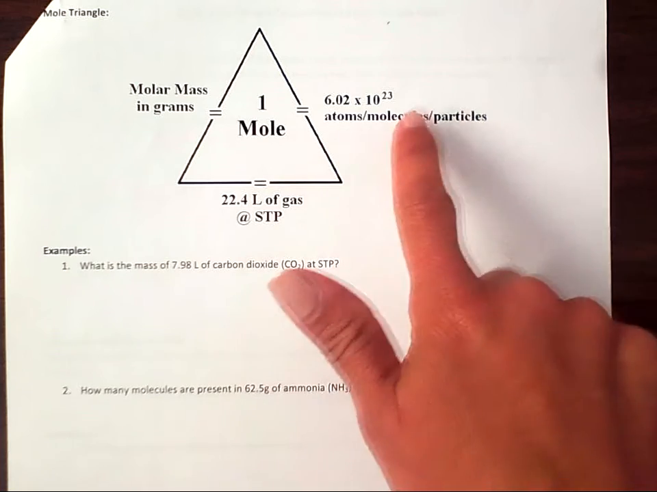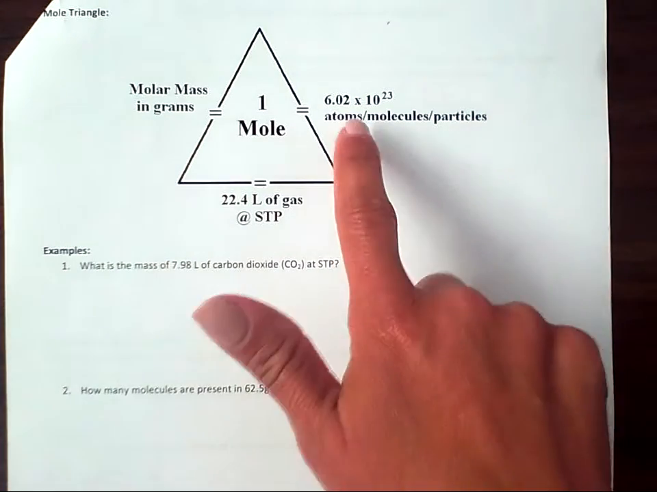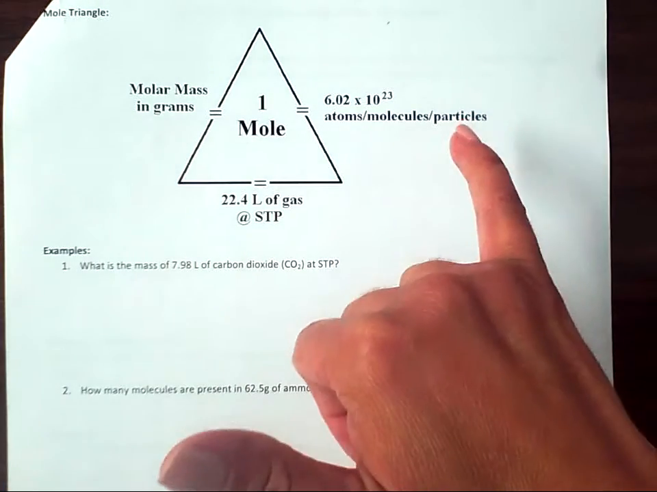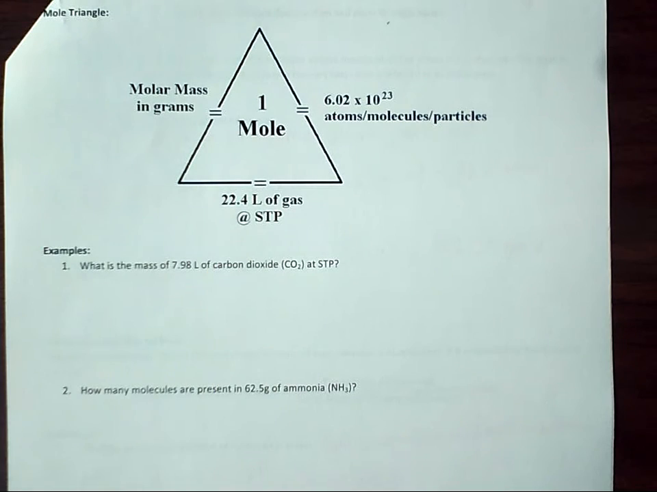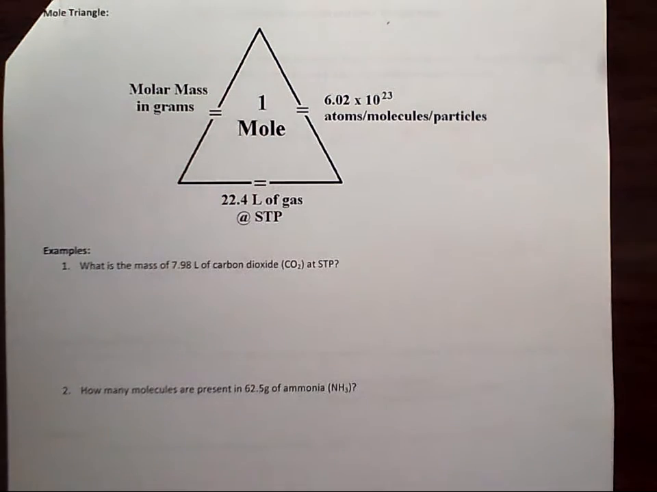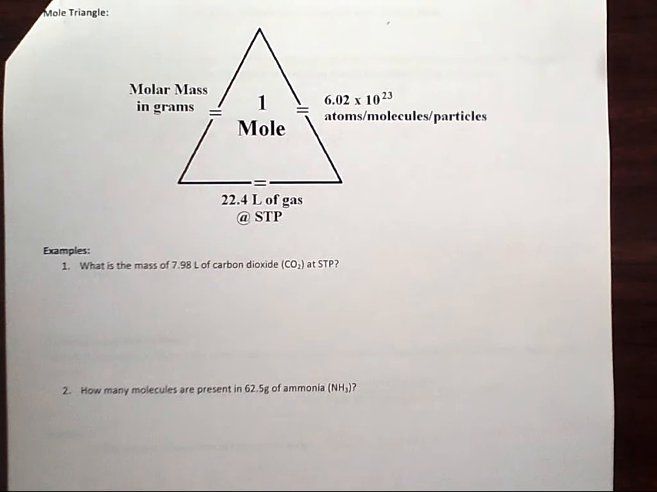The number of atoms, molecules, or particles, which is 6.02 times 10 to the 23rd, is equal to 1 mole. And 22.4 liters of gas at standard temperature and pressure is also 1 mole. Now, by the way, standard temperature and pressure is 0 degrees Celsius, 1 atmosphere. That would be just standard conditions, and that's where all of these things will be equal to each other at all times. Okay? This triangle is a lifesaver.